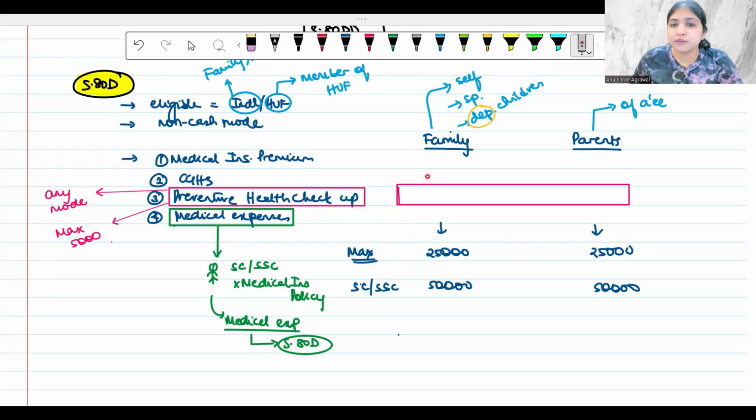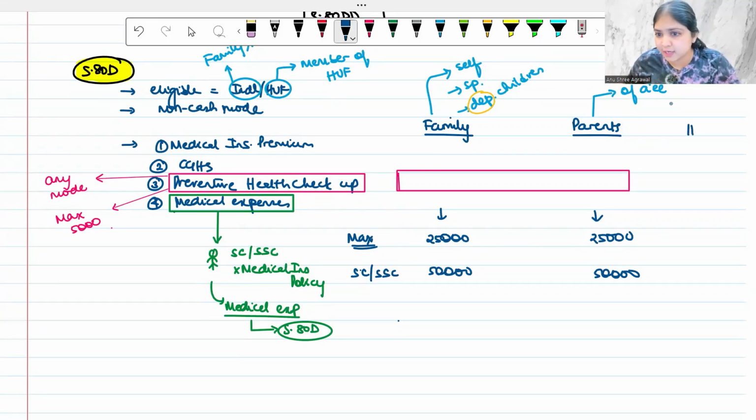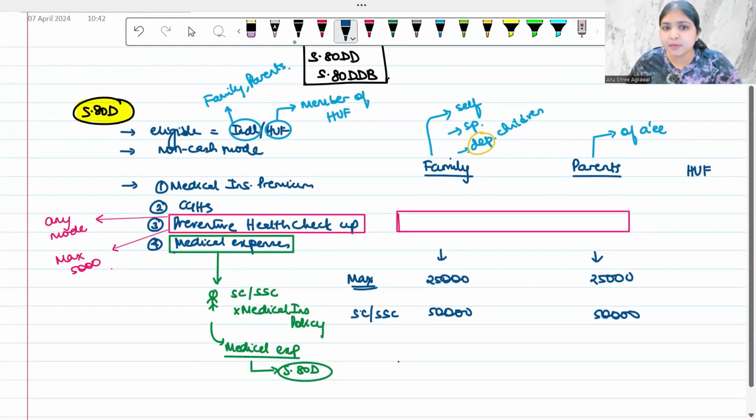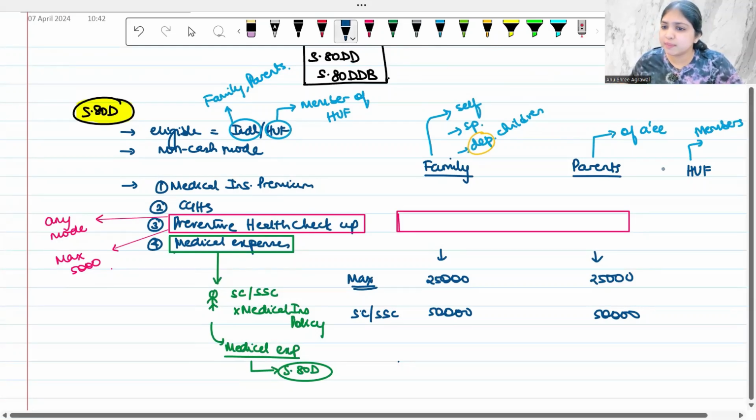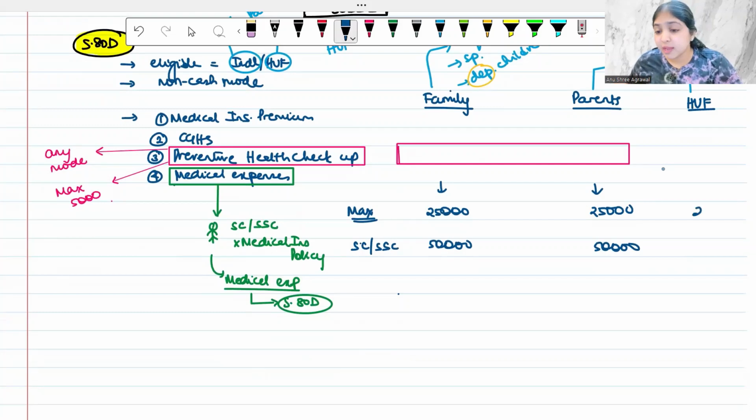Understanding, everybody? So if your assessee happens to be a HUF, the assessee can make payment towards the members of the HUF. And what are the limits over here? Even for HUF, the limit is going to be 25,000. Even if any one member of the HUF happens to be a senior citizen or a super senior citizen, then for HUF, the limit will increase to 50,000 rupees.